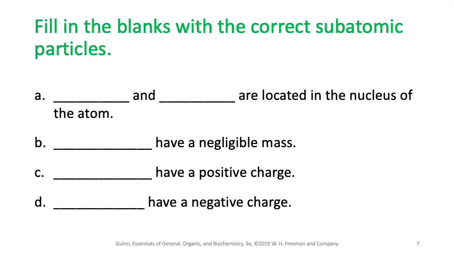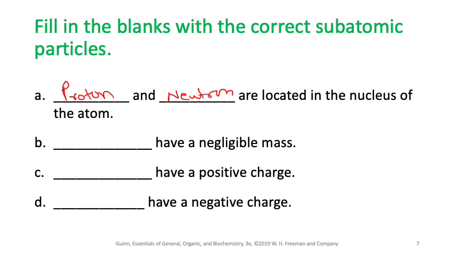So now let's try some problems on all the topics that we just learned. There's a problem that says fill in the blanks with the correct subatomic particle. So you have to fill out the blanks with the correct name of the subatomic particle. The first option says dash and dash are located in the nucleus of the atom. So which two subatomic particles are present within the nucleus? The first one has to be proton or a neutron. The second one is neutron, because out of the 3 subatomic particles, proton, neutron and electron, only proton and neutron are located within the nucleus of an atom, right?